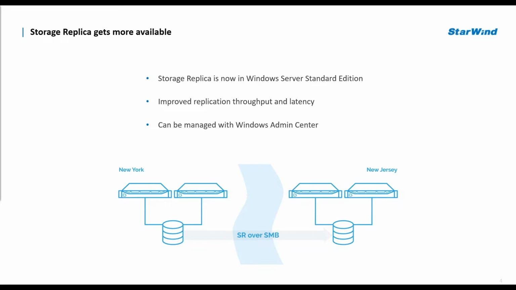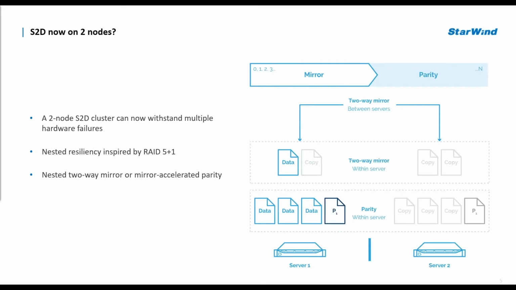And since we touched the topic of storage spaces direct, the major improvement and the major new feature that Microsoft introduced in Windows Server 2019 is nested resiliency for a 2-node S2D cluster. So I'm pretty much sure everyone knows that Microsoft is great at 4 nodes. It can be on 3 nodes, but no 2-node configurations for high available storage till now.